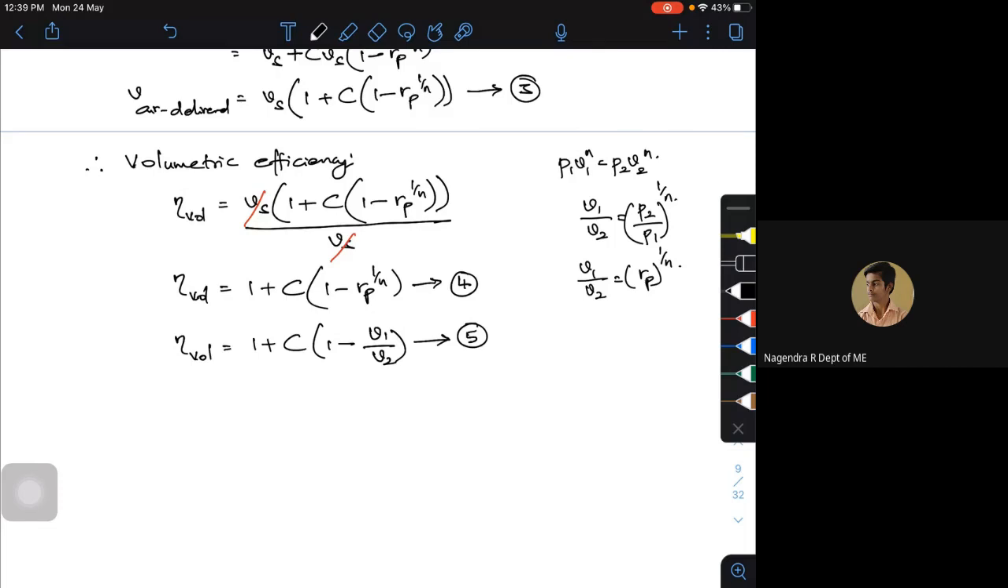Now, sometimes this volumetric efficiency is based on your working conditions. Is it possible for us to write the volumetric efficiency in terms of ambient conditions?